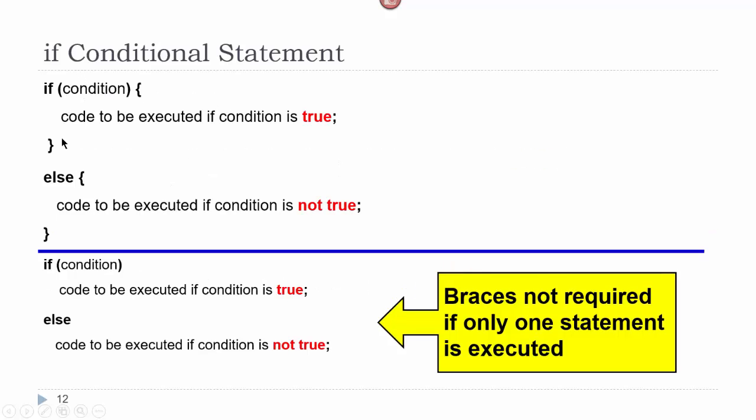Here we have an if-else. So if the condition evaluates to be true, the code will be executed here. Else, meaning the condition is not true, the code inside the curly braces for the else will be executed. And notice I say not true because it's more correct to look at it from that perspective as opposed to thinking false. If there is only one statement to be executed for each condition, the curly braces are not required.